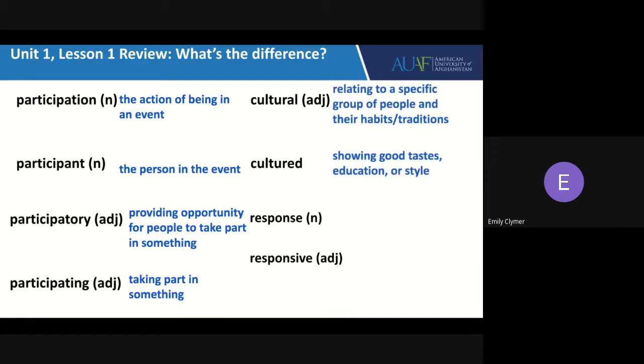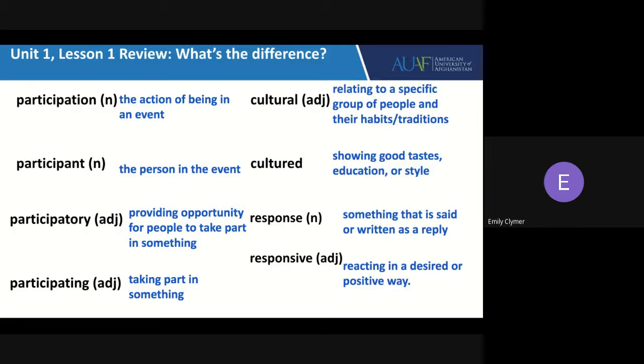Now, cultural as an adjective is relating to a specific group of people, and their habits and traditions. Cultured as an adjective means to have good taste, a good education, or even a good style. And response as a noun is something that is said or written as a reply. In some cases, this can be replies to a survey. But responsive as an adjective is reacting in a desired or a positive way to something else.